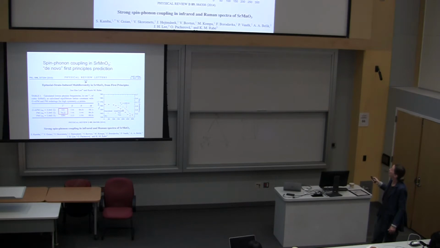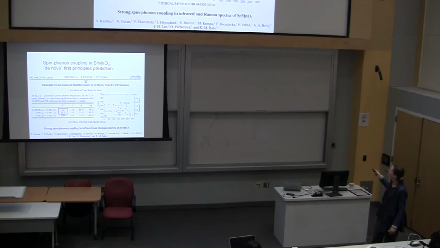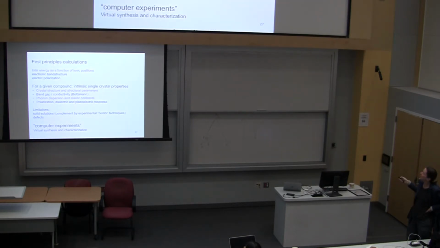Okay. So we actually compared this with experiment and showed that in fact this large spin-phonon coupling really exists. So if you know how to compute that E0 as a function of R, then you can get the total energy as a function. If you can get that, then the suite of first principles methods gives you crystal structure and structural parameters, phonon dispersion, and elastic constants.